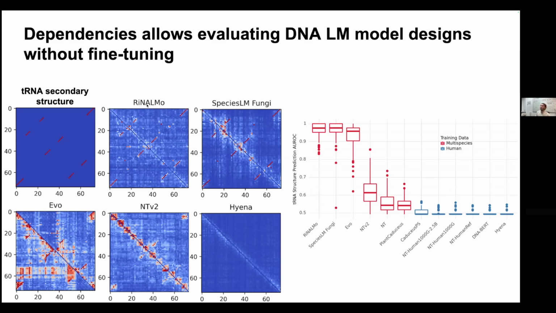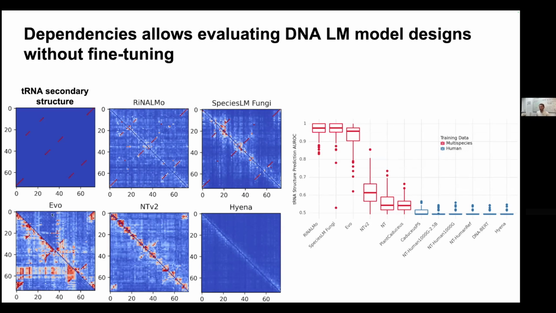So if we take, for example, RiNALMo, it has been trained on millions of non-coding RNAs. Many come from structural databases. We see that dependencies already capture quite well the secondary structure. The species LM fungi, which has been trained only in fungi, so has never seen a human sequence, also already performs quite well. And then we see models like Evo, which has not been trained in eukaryotes, that can highlight some anti-parallel dependencies, but we also see some artifacts.